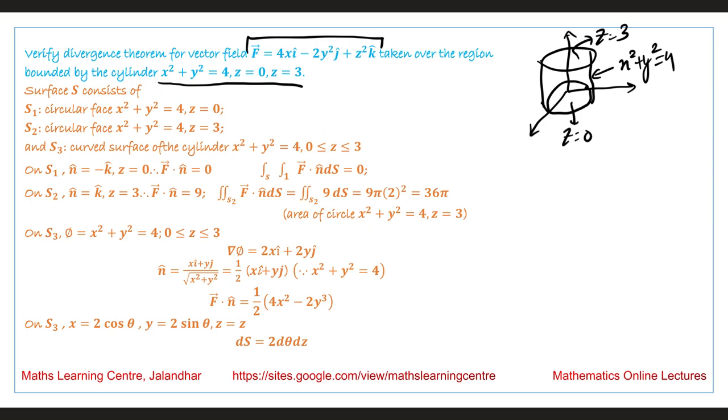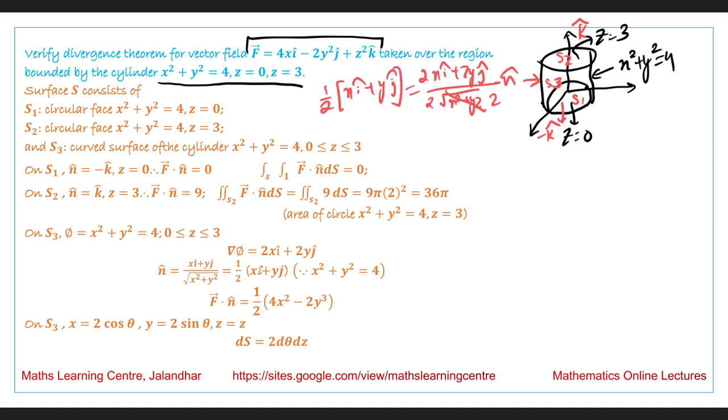Now if we plot the normal vectors corresponding to this surface S1, this is S2, and this surface is S3. The normal here is minus k cap, the normal over here is k cap, and the normal corresponding to S3 is 2x i cap plus 2y j cap divided by 2 square root of x square plus y square, and this value is 2. So we have 1 by 2 into x i cap plus y j cap. This is the normal vector corresponding to the surface S3.